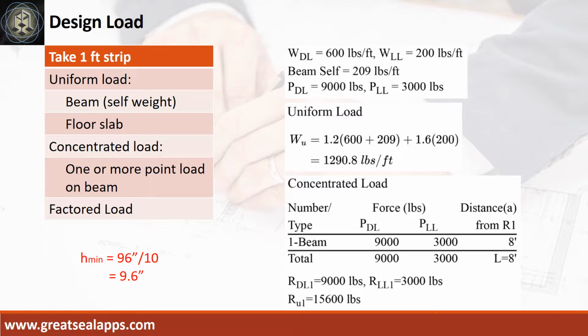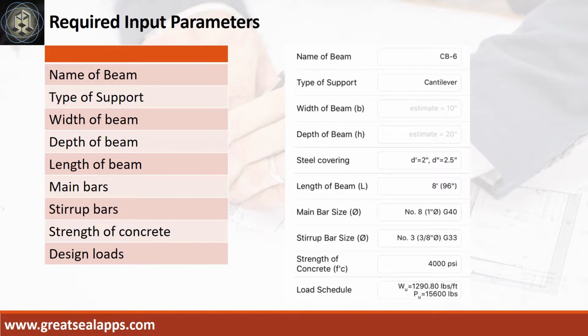The beam self-weight is 209 pounds per foot for a factored uniform load of 1,290.8 pounds per foot. The beam also carries a concentrated dead load of 9,000 pounds and concentrated live load of 3,000 pounds at the edge of beam for a factored concentrated load of 15,600 pounds.